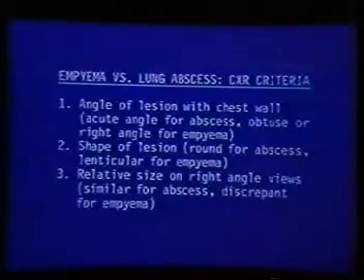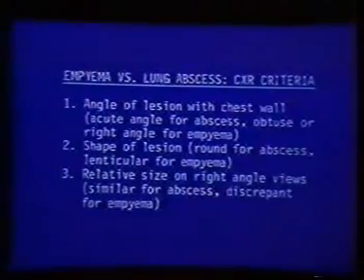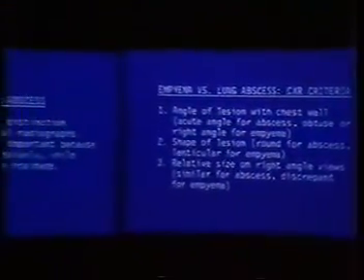And I think you're probably all familiar with the chest radiographic criteria that have evolved over the years, which include, first of all, the angle that a lesion makes with the chest wall. It tends to have an acute angle if it's a lung abscess because lung is nearly completely surrounding it, whereas it tends to have an obtuse or a right angle for an empyema, typical of a pleural or extrapleural lesion.